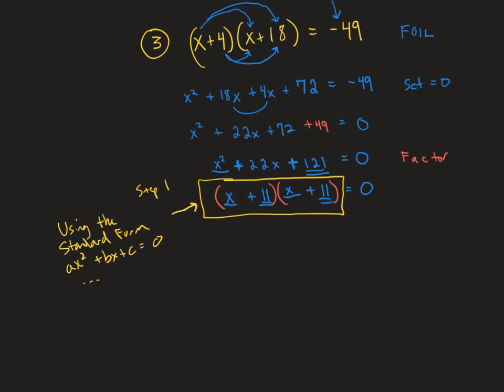So step 1, and then your step 2 is just doing what we did on those first 2 examples, x plus 11 equals 0. And then normally if these were different, you would write x plus 11 equals 0 or whatever's in the other parentheses equals 0. But since these are both the same, you can get away with just saying x plus 11 equals 0, and solving that will end up with one answer. Okay, and that'll be step 2.